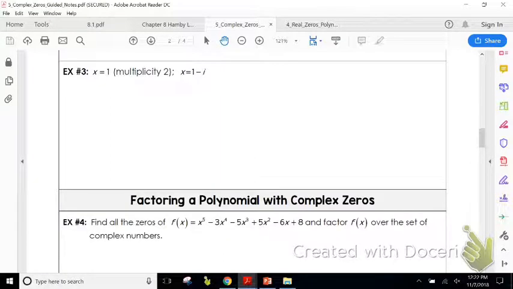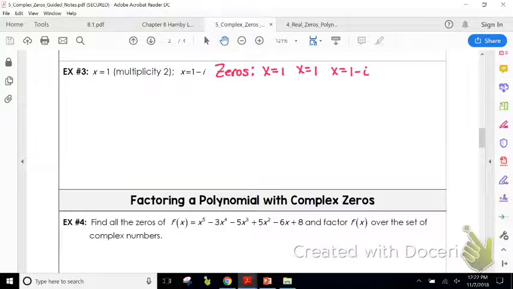Same directions as example 2. We're still going to find the polynomial function of minimum degree in standard form with real coefficients whose zeros include the following. So it says x equals 1 with multiplicity of 2. So what does that tell me about my zeros? Well, it's there twice, right? So I have x equals 1 and I have x equals 1. And then I have x equals 1 minus i.